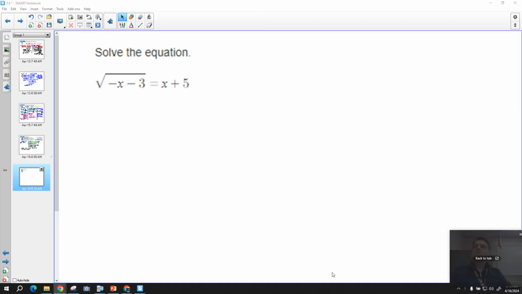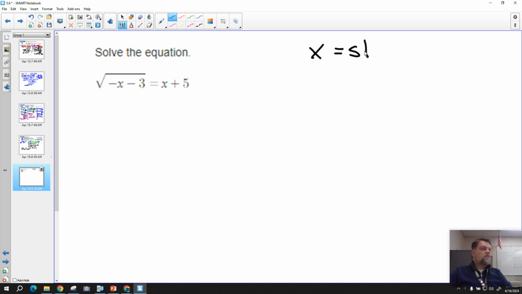This is one of the problems from the homework. Go ahead. So what we need to do is get all the x's on one side and all the other stuff on the other. Part of the challenge with this is that I've got a square root here and I got an x here, so I have x's on both sides. So the first thing I need to do is get rid of the square root.